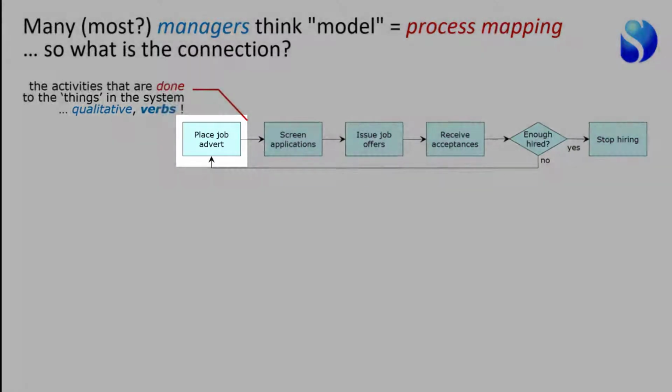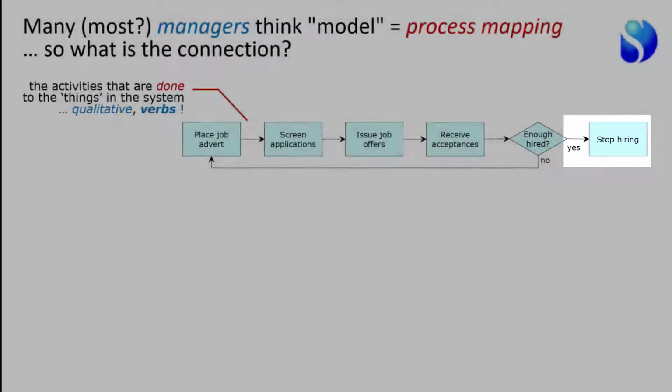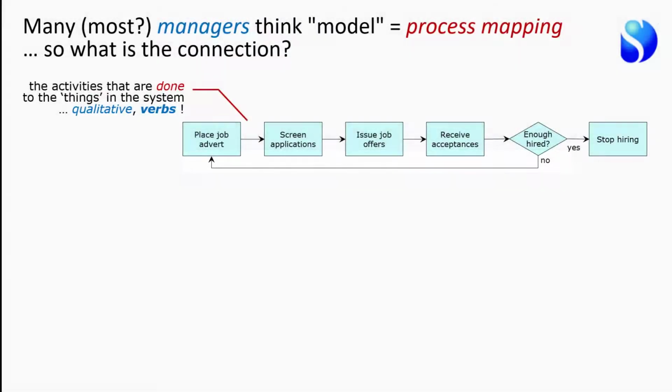You place a job advert, you screen the applications, you issue job offers, you receive the acceptances, you check whether you've got the people you need. If you have, then you stop hiring. If you haven't, you go back round and place another job advert.